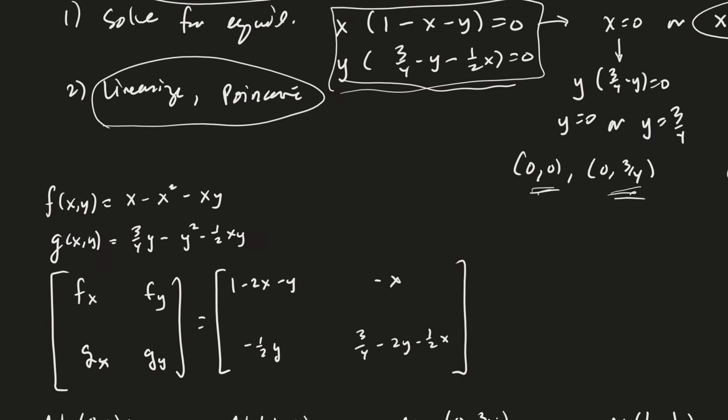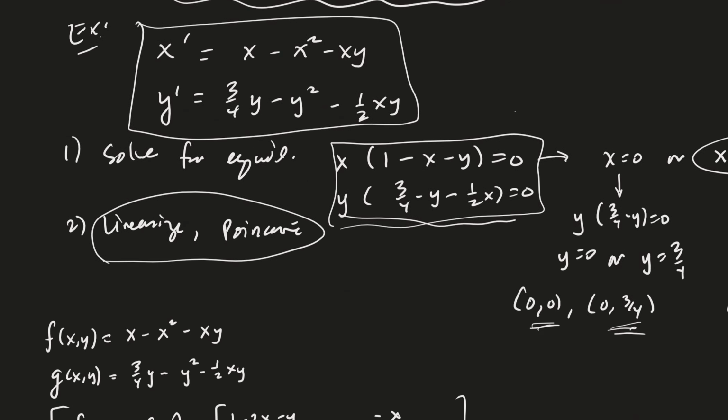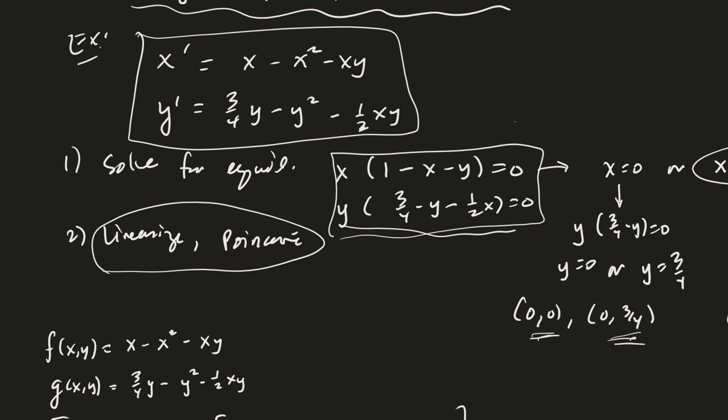So here was our predator-prey equations, right? So if we use the method of nullclines here, your nullclines are x equals 0 and y equals 1 minus x, or y equals 0, and then you have the, well, you can solve this equation, 3/4 minus y minus 1/2 x equals 0. I guess I could solve that for y. There we go. Okay.